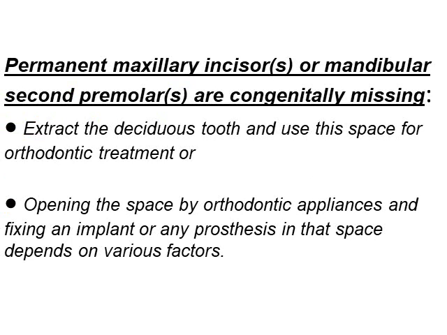When the permanent maxillary incisors or mandibular second premolars are congenitally missing, the decision is whether to extract the deciduous tooth and use this space for orthodontic treatment, or open the space by orthodontic appliances and fix an implant or any prosthesis in that space, depending on various factors. We can do opening of the space and then make a prosthesis for that space.